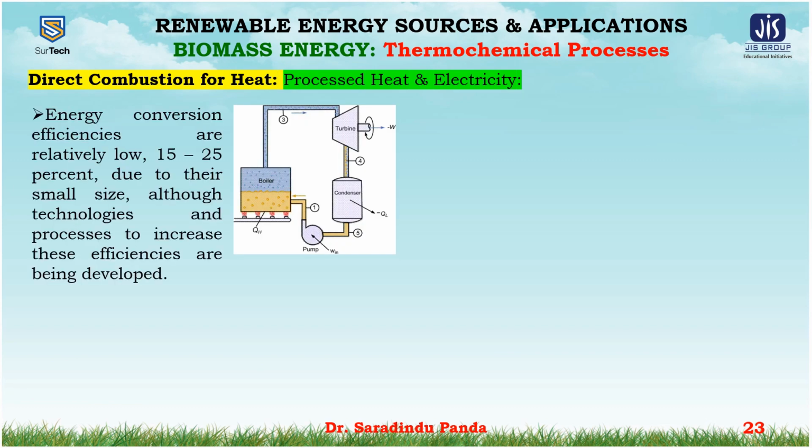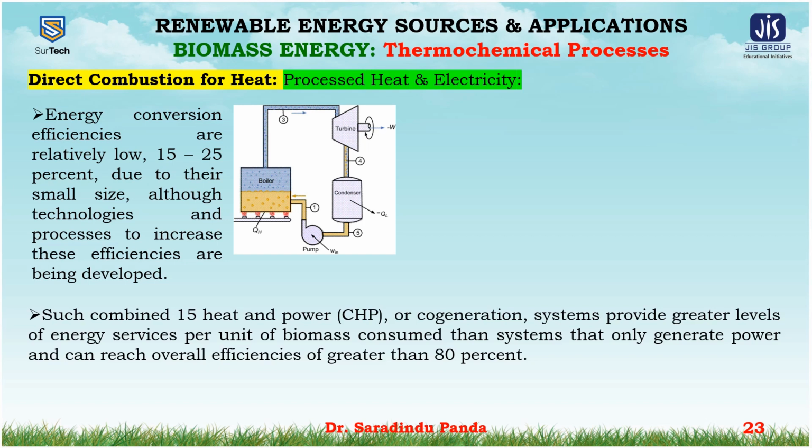Energy conversion efficiencies are relatively low, 15 to 25%, due to their small size, although the technologies and processes to increase these efficiencies are being developed. Combined heat and power, that is called CHP, combined heat power, or cogeneration systems provide greater levels of energy services per unit of biomass consumed than systems that only generate power, and can reach overall efficiencies of greater than 80%.